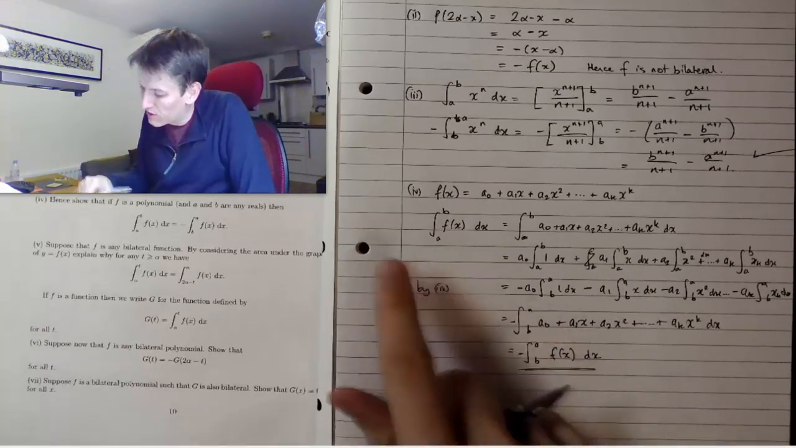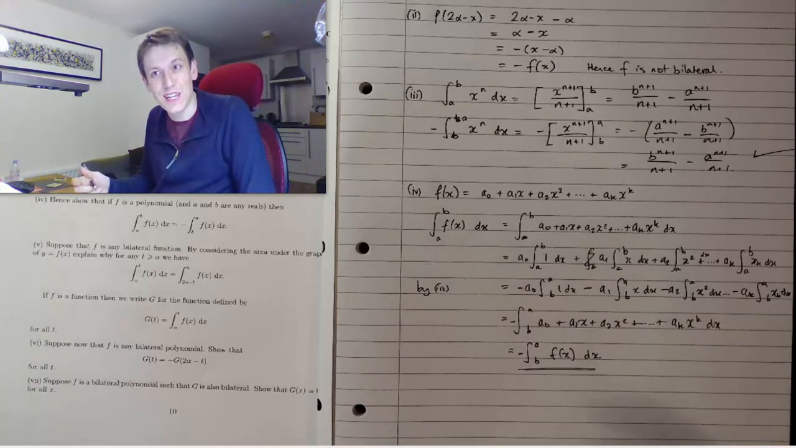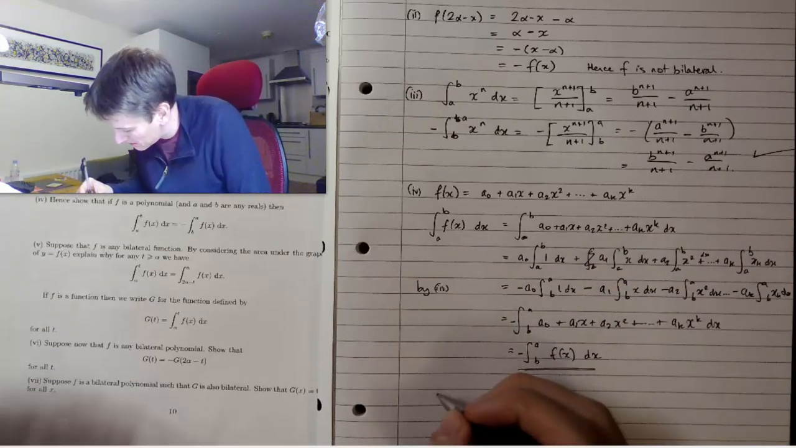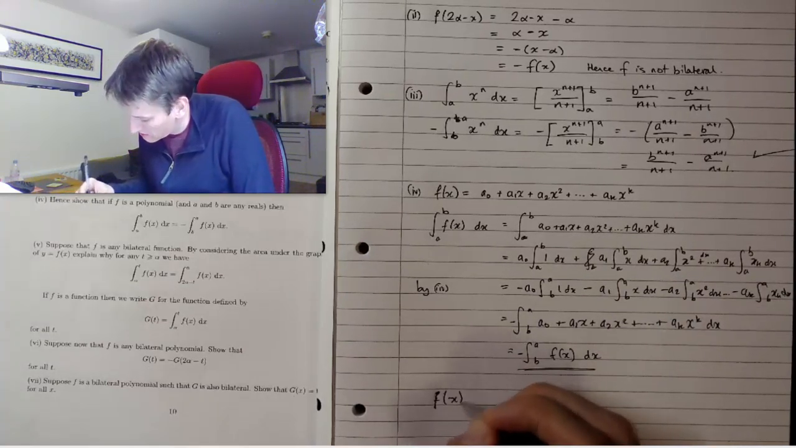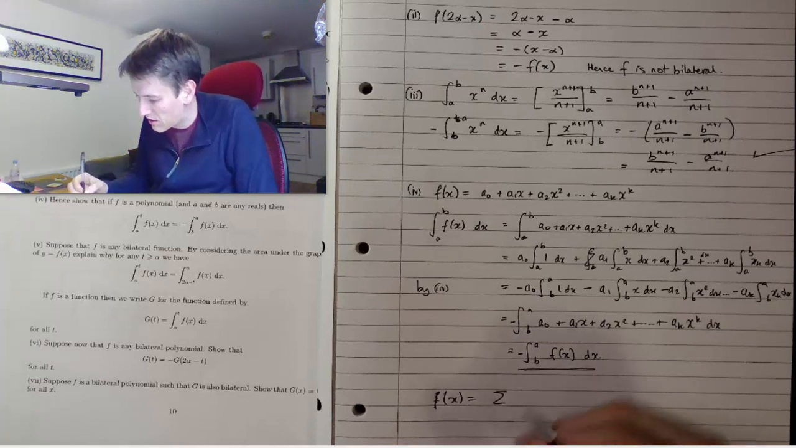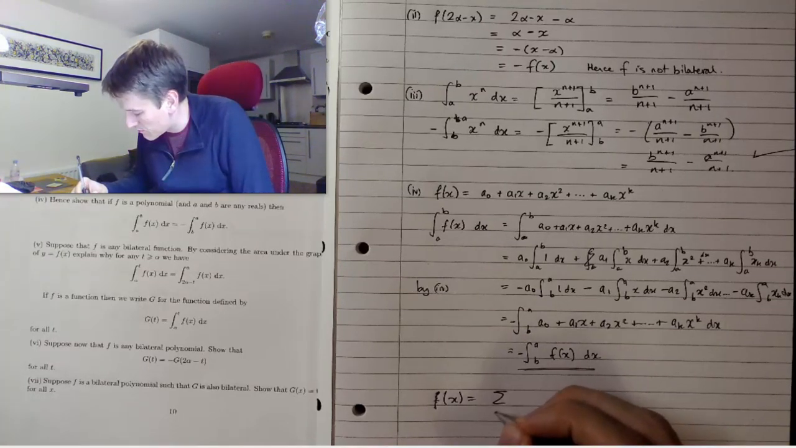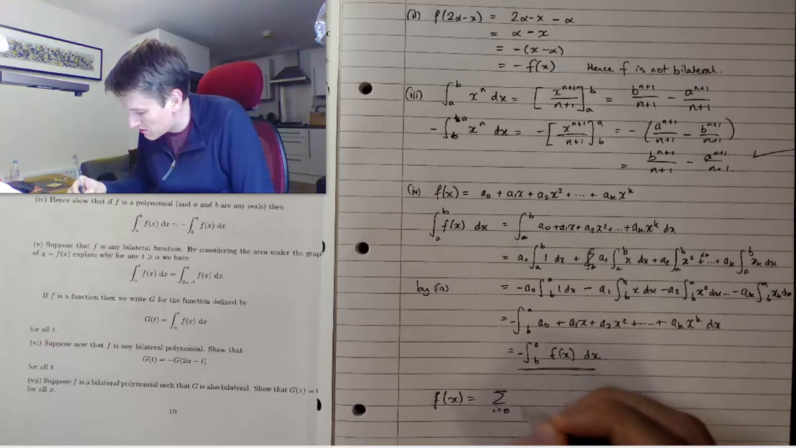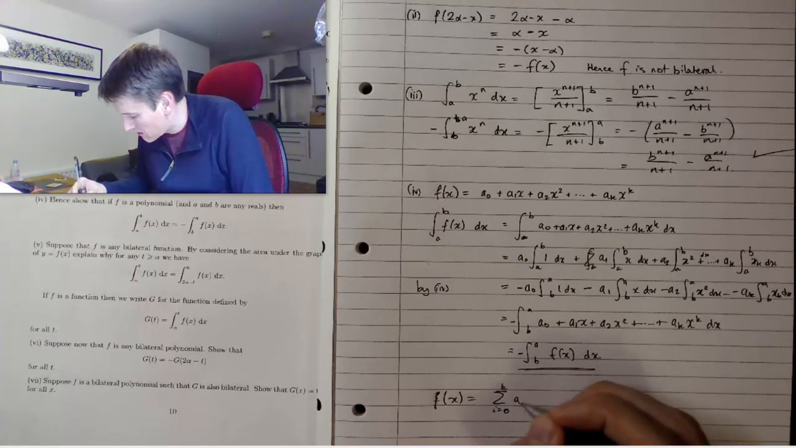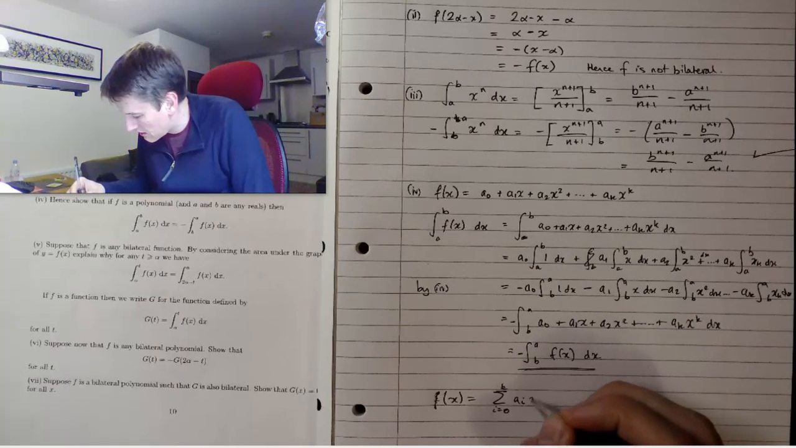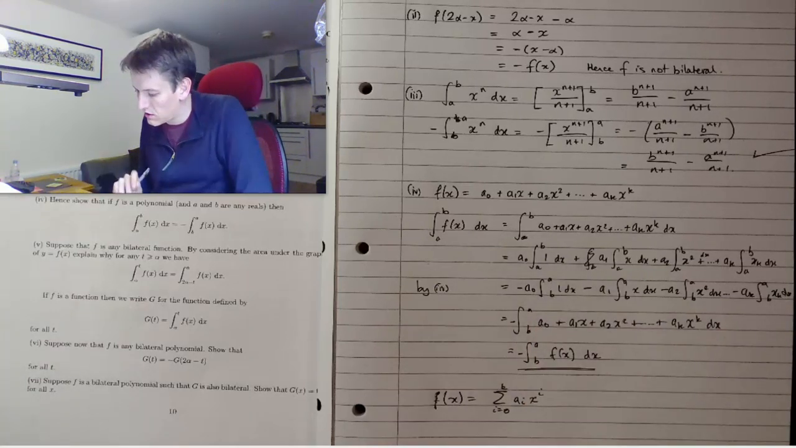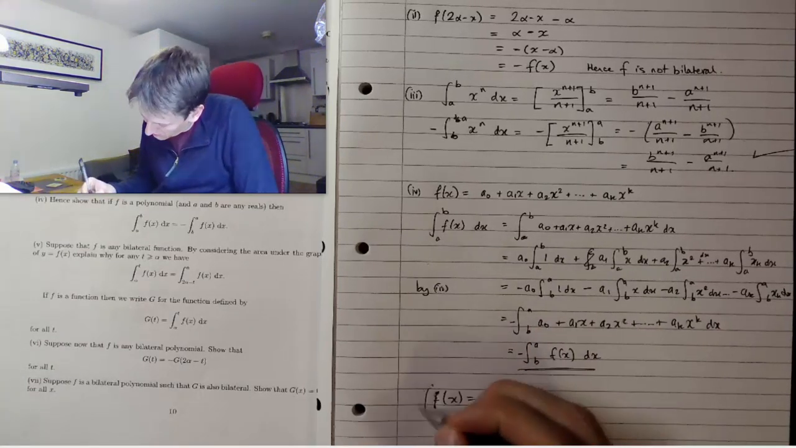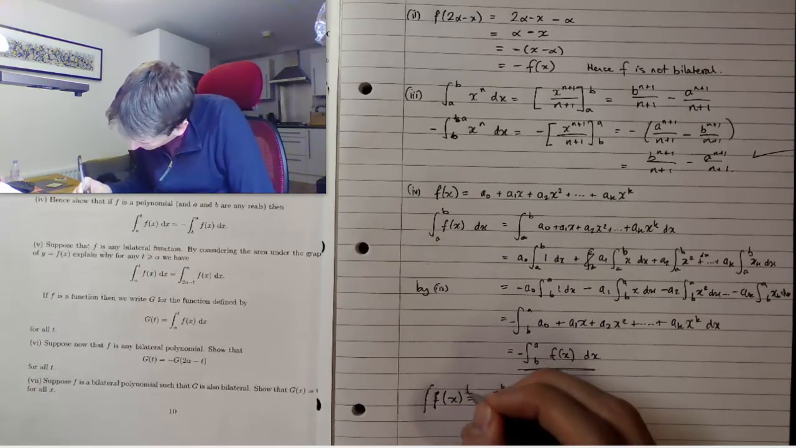If you're confident with your summation notation, you might find a more efficient way of writing this out by starting by saying f of x is equal to the sum from i equals 0 to k of ai times x to the i, where the first term x to the 0 is just 1, and I could do it all at once here. I could say the integral of f of x dx.